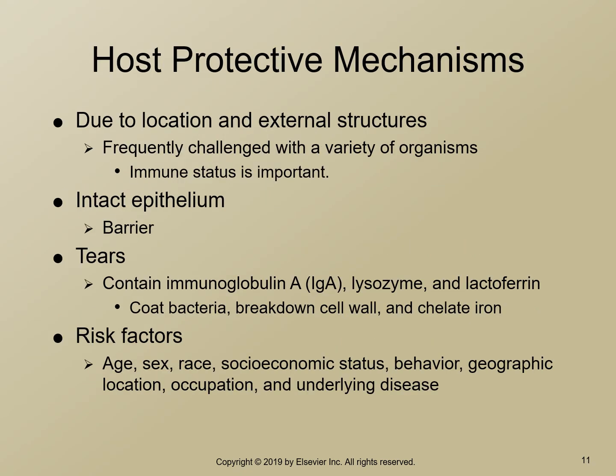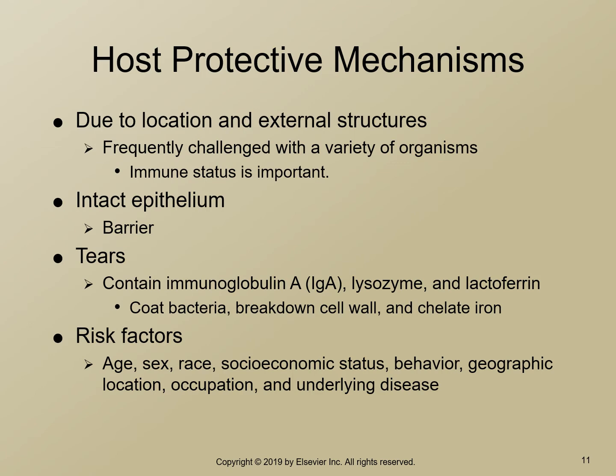Because of their location, external ocular structures and surfaces, such as the conjunctivae and cornea, are frequently challenged by a variety of microorganisms. Whether an infection or damage ensues depends on the structure, immune status, and response of the host, and also on the integrity of the underlying tissues and pathogenesis of the invading organism.